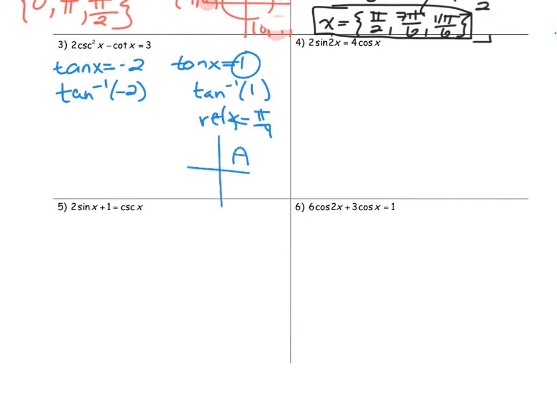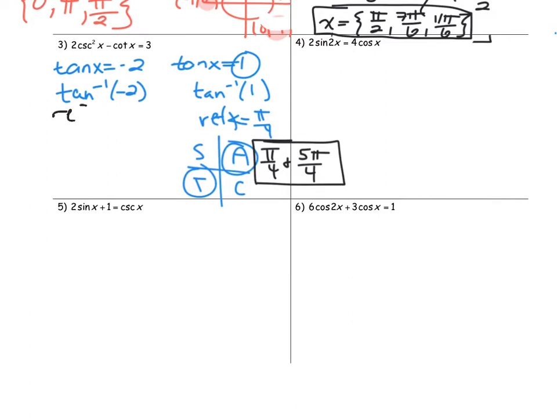So if I look, all students take calculus, tangent's positive here and here. So my reference angles are pi over 4 and 5 pi over 4. So that's just for tangent of x equaling 1. Now if we look at tan inverse of -2, well, I end up figuring out that the reference angle, and again, this is all in radians, is 1.11, so 1.11 radians. Now, how did I get that?